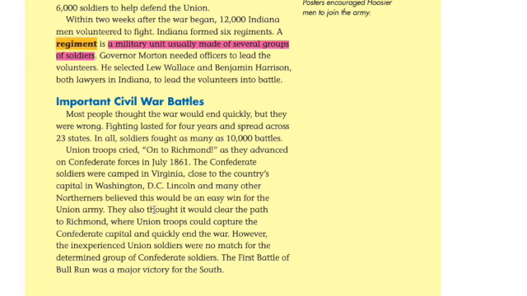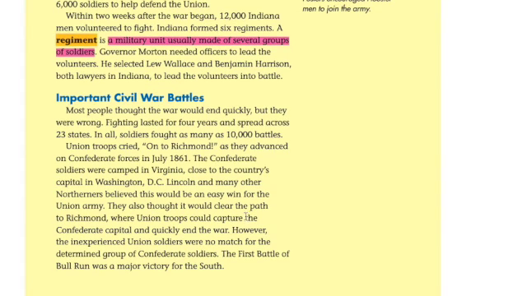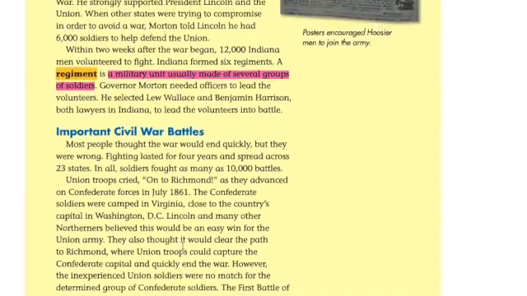The Confederate soldiers were camped in Virginia, close to the country's capital in Washington, D.C. Lincoln and many other Northerners believed this would be an easy win for the Union Army. They also thought it would clear the path to Richmond, where Union troops could capture the Confederate capital and quickly end the war. However, the inexperienced Union soldiers were no match for the determined group of Confederate soldiers. The First Battle of Bull Run was a major victory for the South.